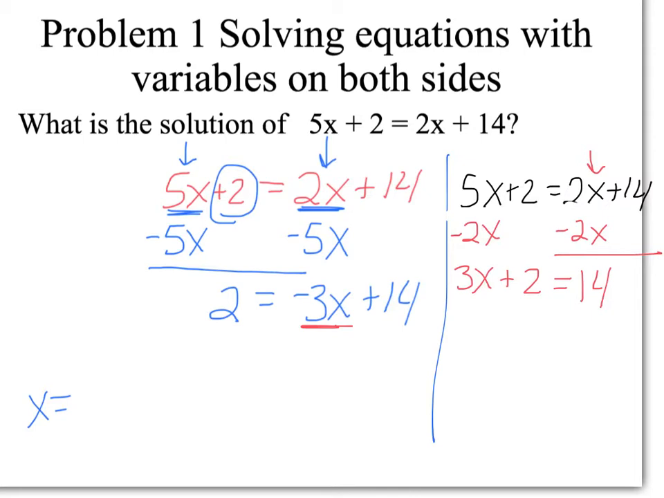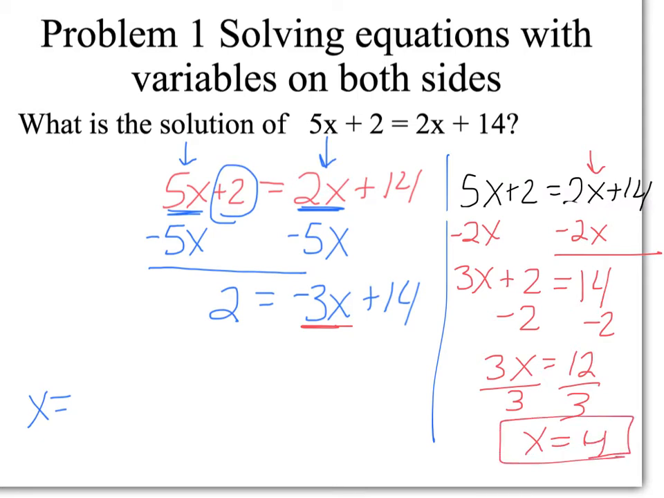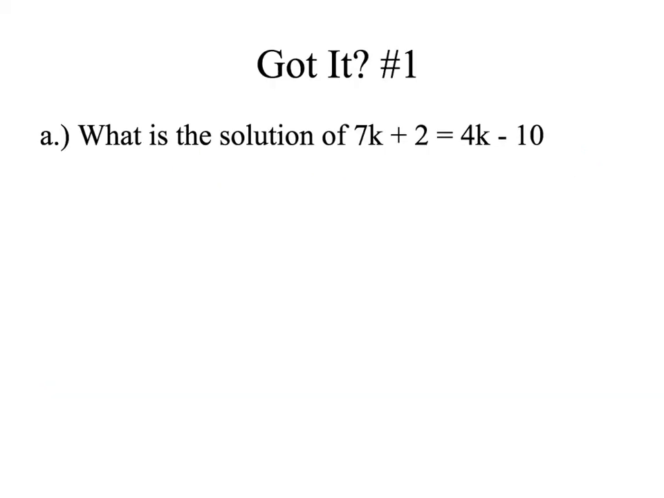So now we have a two-step equation. Just solve it from there. Subtract 2 from both sides, so we have 3x equals 12. Divide both sides by 3, and you have x equals 4. Okay, so it's definitely important to remember all those steps from lessons 2.1, 2.2, and 2.3, and now we just have to worry about if we have variables on both sides. So the answer would be x equals 4. Alright, got it, number 1.